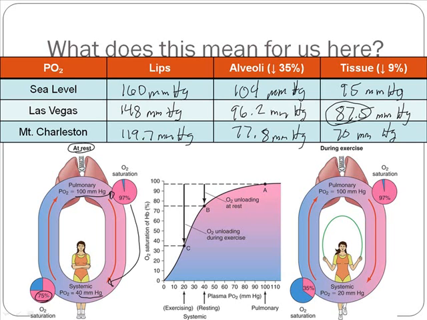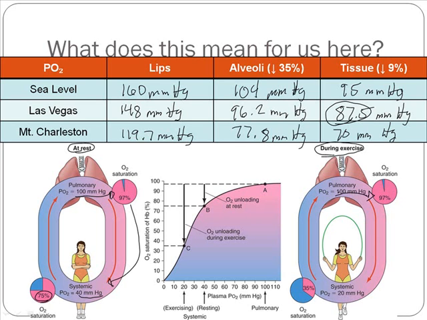Now, on the other hand, whenever you start talking about people who are exercising, we're going to look over here on the right side of the picture. People who start exercising have an increasing offloading or unloading of oxygen off of the hemoglobin. So you start off the same. You still have a PO2 of 100. You still have oxygen saturation of about 97% of that red blood cell.